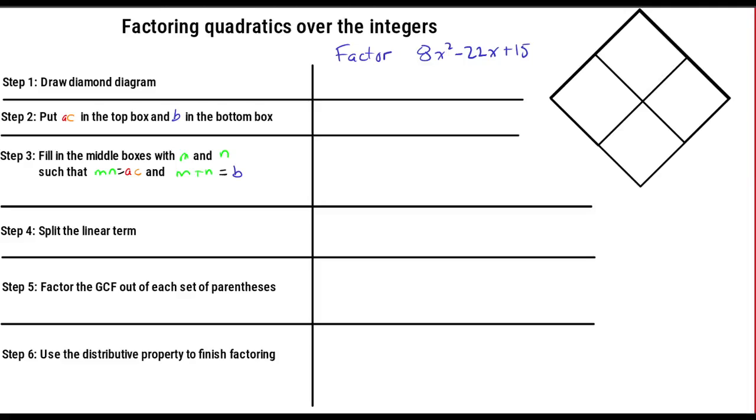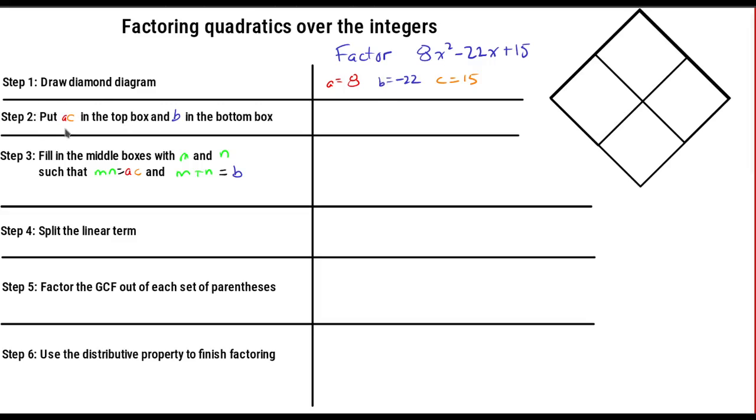Let's factor 8x squared minus 22x plus 15. So the first thing we should notice, if we look at the coefficients here, is a is 8, the leading coefficient. The linear coefficient, b, is negative 22, and always be careful to include that minus sign. That is part of the coefficient. And we've got our constant term, positive 15, c equals 15.